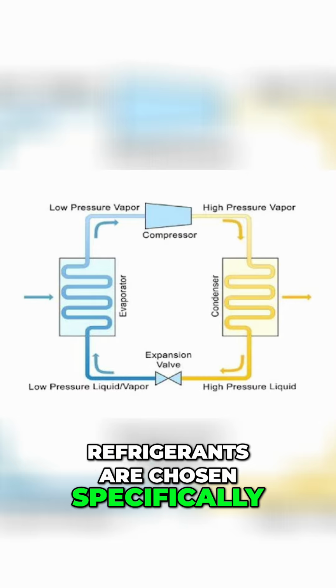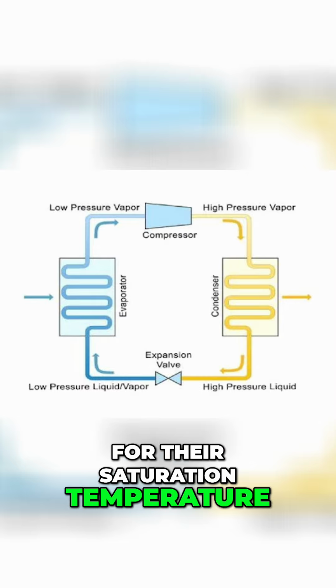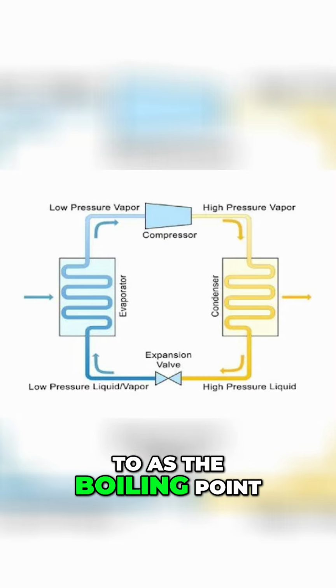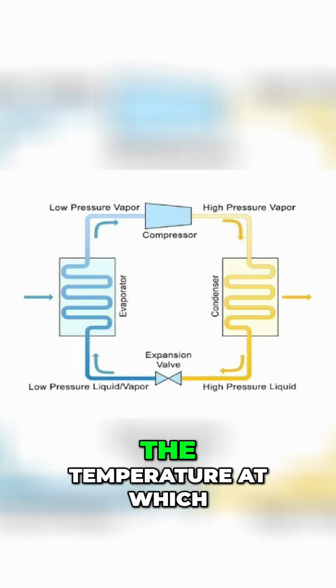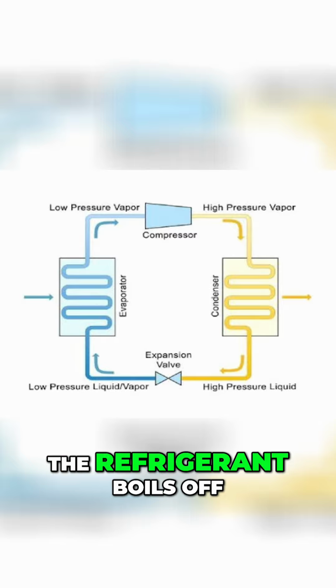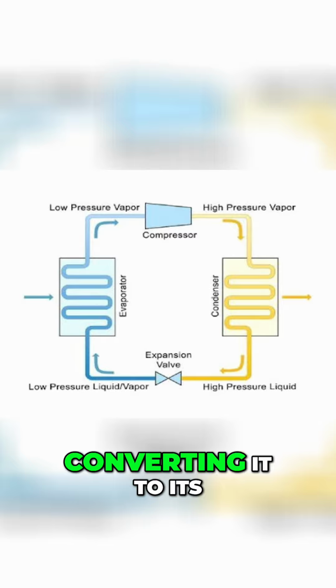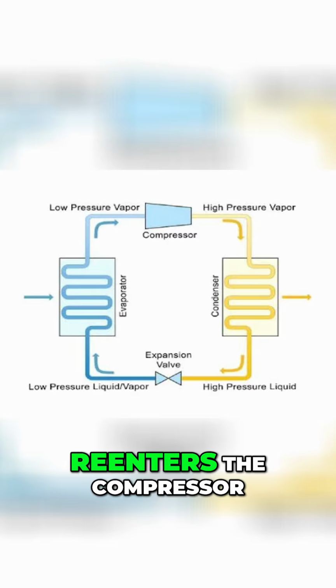Refrigerants are chosen specifically for their saturation temperature, which is commonly referred to as their boiling point, as this is effectively the temperature at which the refrigerant boils off in the evaporator, converting it to its vapor state before it re-enters the compressor.